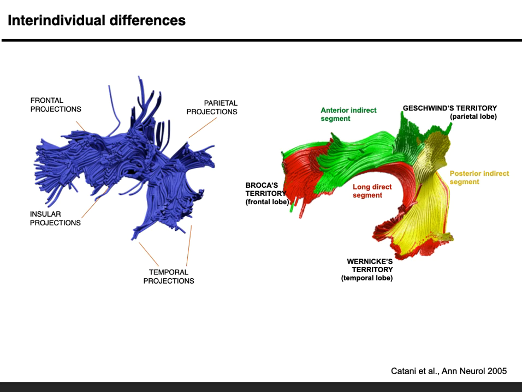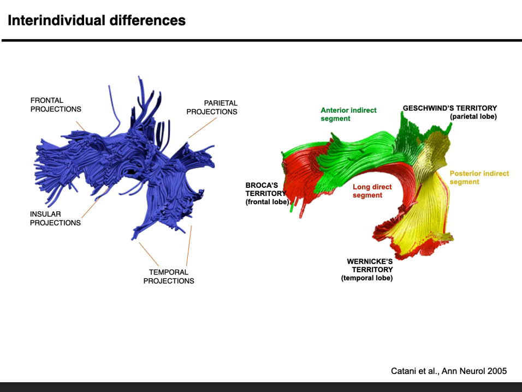So what you see here on the left is the arcuate fasciculus in the classical presentation, and on the right you see the update from modern neurology, where the arcuate fasciculus has been segmented into three different segments. In red you can see the long direct segment that is between Broca's territory in the inferior frontal gyrus and Wernicke's territory in the temporal lobe.